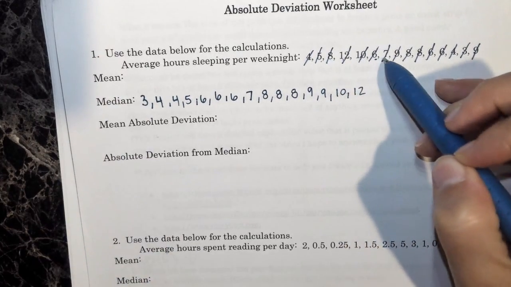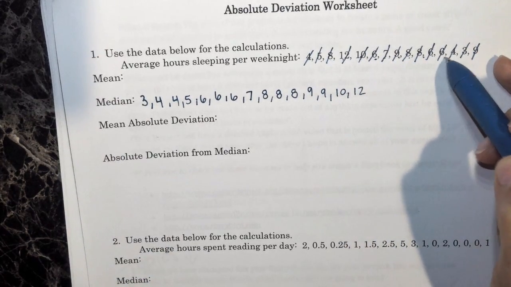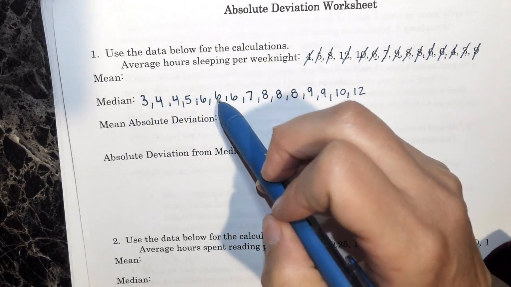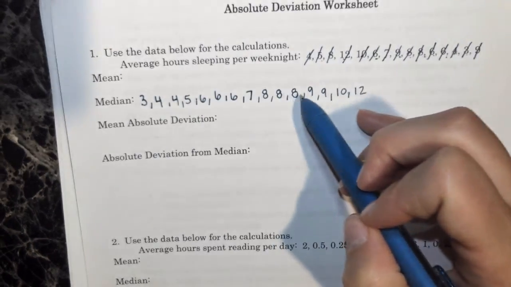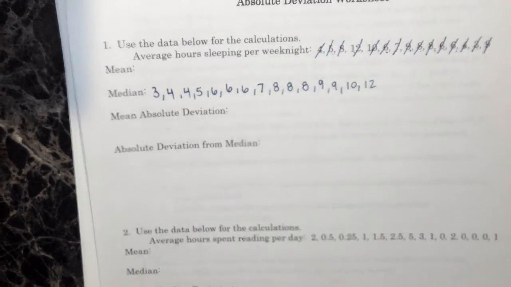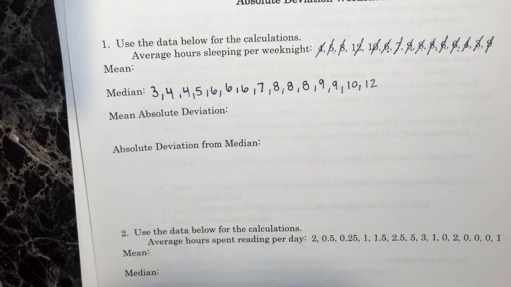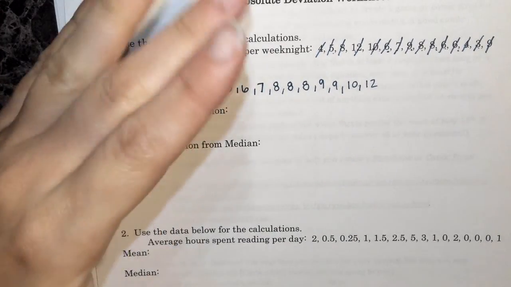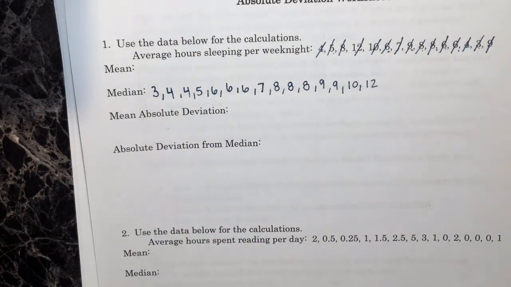So 4, 5, 6, 7, 8, 9, 10, 12, 13, 14, 15. I have 1, 2, 3, 4, 5, 6, 7, 8, 9, 10, 11, 12, 13, 14, 15. So I'm good. They're in order. Probably the hardest part of this whole thing is putting them in order, just because it takes some concentration, takes being consistent with where you cross and what you write.